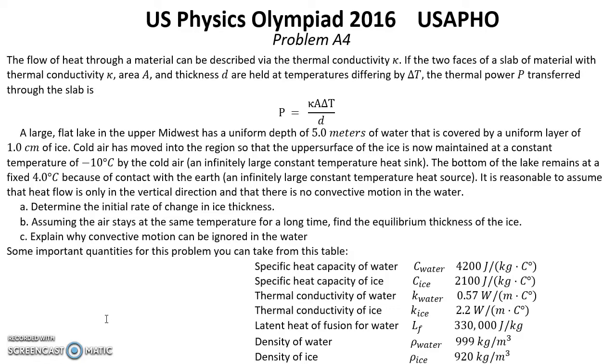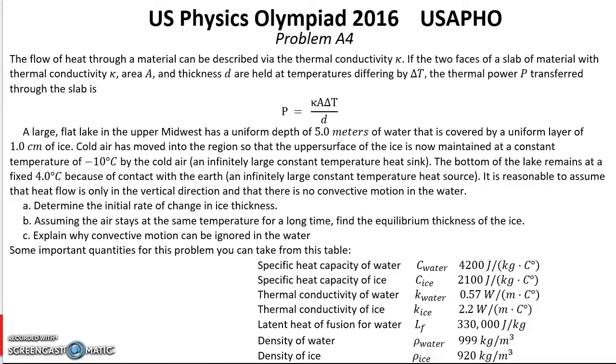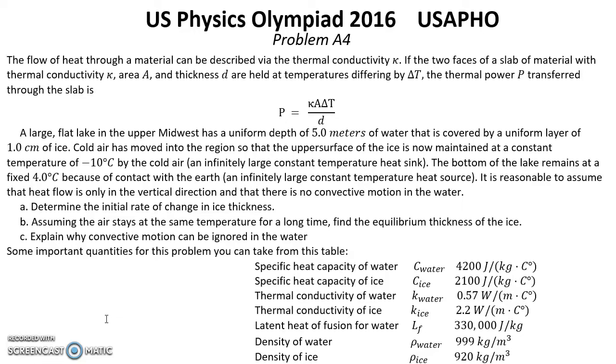It is reasonable to assume that heat flow is only in the vertical direction and that there is no convective motion in the water. Question A. Determine the initial rate of change in ice thickness. Question B. Assuming the air stays at the same temperature for a long time, find the equilibrium thickness of the ice. Question C. Explain why convective motion can be ignored in the water. Some important quantities for this problem you can take from this table.